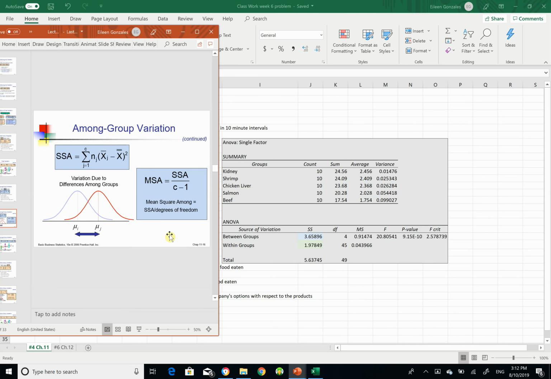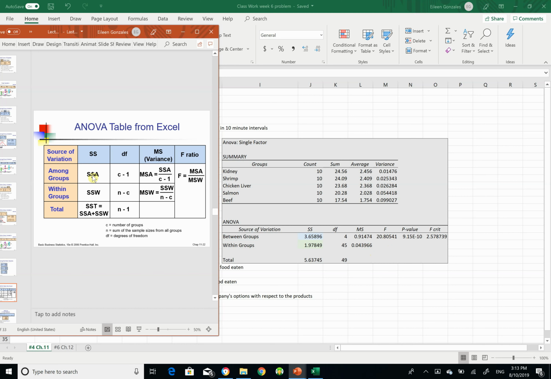And our MSA value, which is 0.91474, is just this 3.65 divided by 4. And so how do we get our F ratio? You can see here, the F ratio is just this number, 0.91474 divided by 0.043966, giving us this value right here.